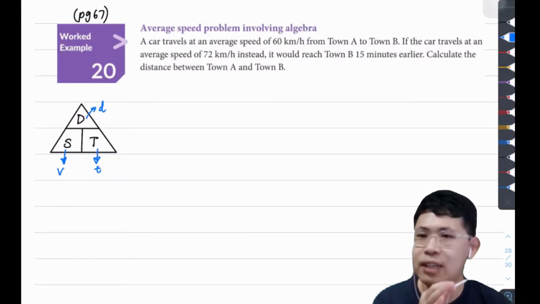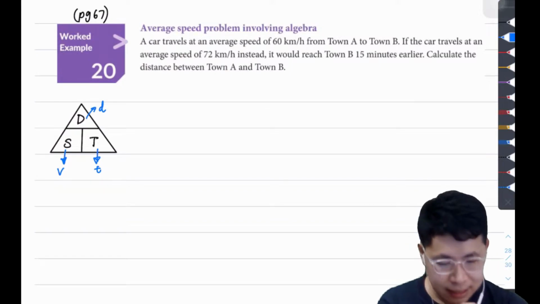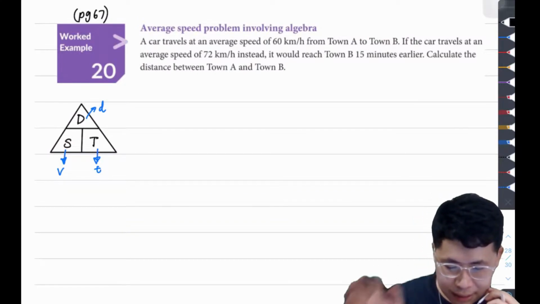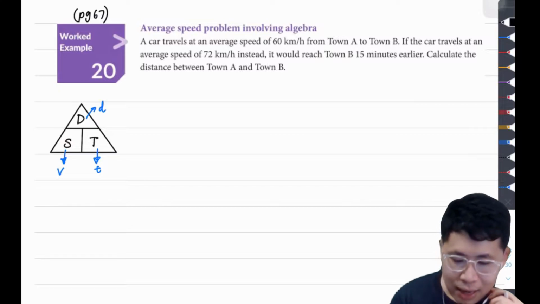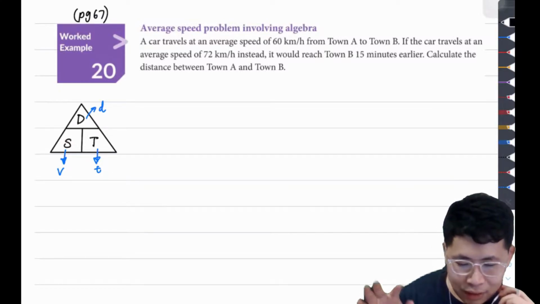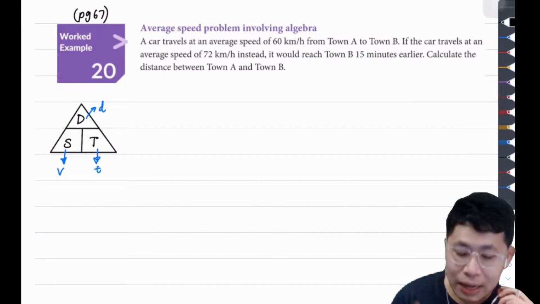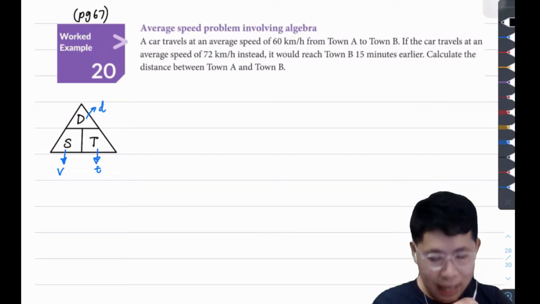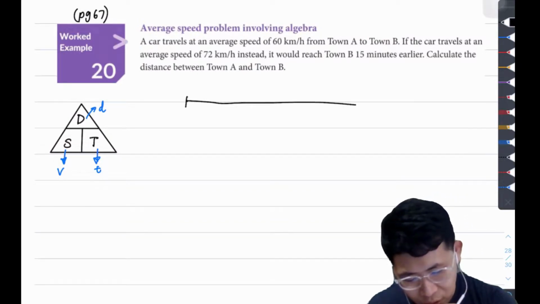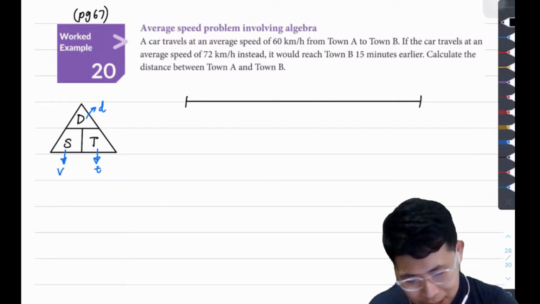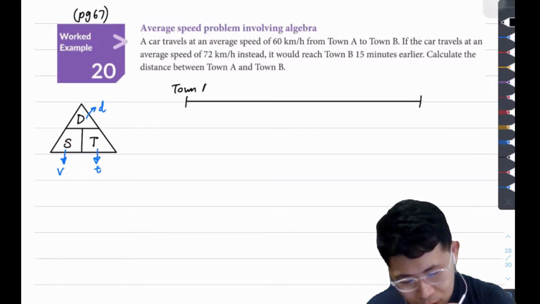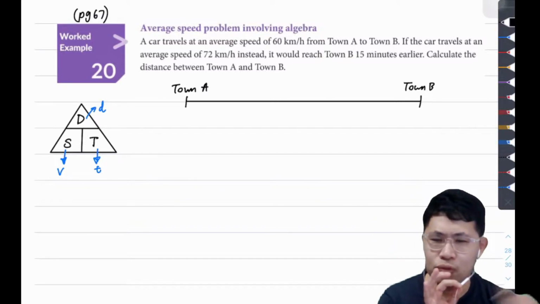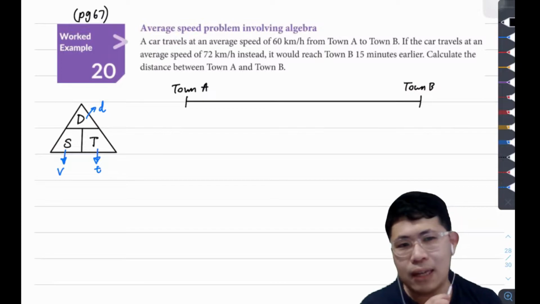Let's dive right into worked example 20 on page 67. We have a car traveling at an average speed of 60 kilometers per hour from town A to town B. If the car travels at a higher average speed, it will reach town B 15 minutes earlier. Calculate the distance between town A and town B. This involves two towns, so it will be good for us to draw a diagram to visualize and put in the information we have.